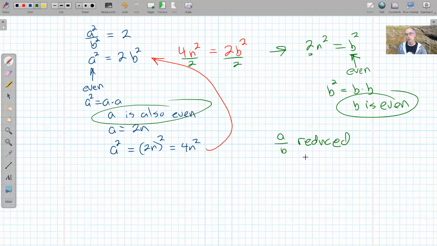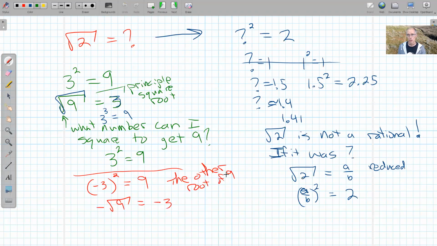If a over b is reduced, that means they have no common factors. So I got a problem. How can it be reduced and be even at the same time? So that means my assumption somewhere along the line was wrong. Well, the stuff about even, that's all pretty straightforward. Even's a multiple of 2. So where I must have gone wrong was back here when I said, yeah, let's let it be a fraction.